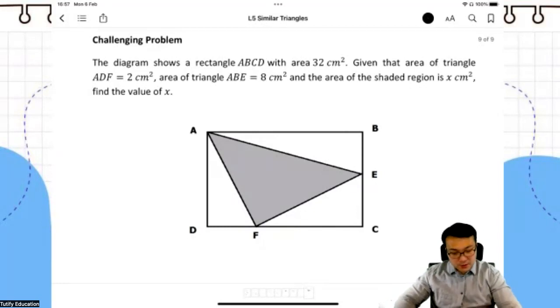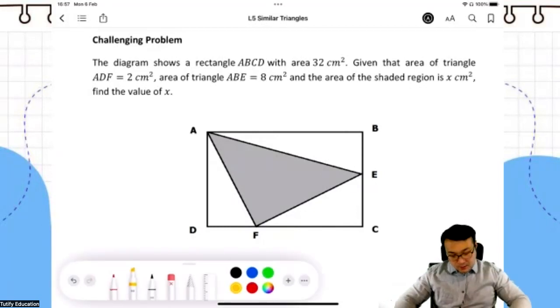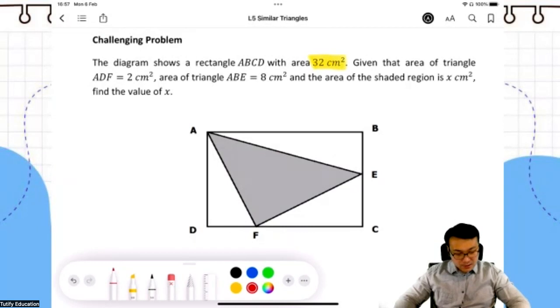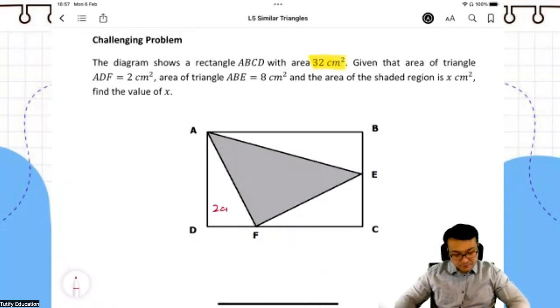Okay, let's see what the question has given us. They are giving us ABCD, which is a rectangle. They already told us the area. They have also told us that the triangle ADF is 2 cm square, and ABE is 8 cm square. They are also calling this X. They are asking you to find the area of the shaded region.